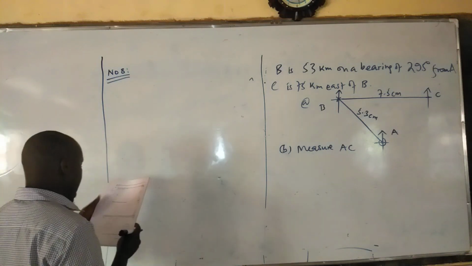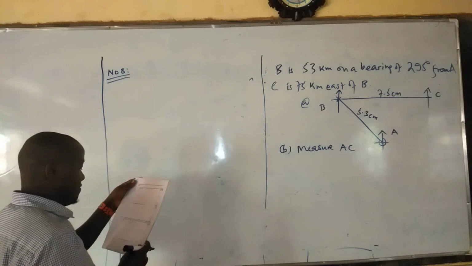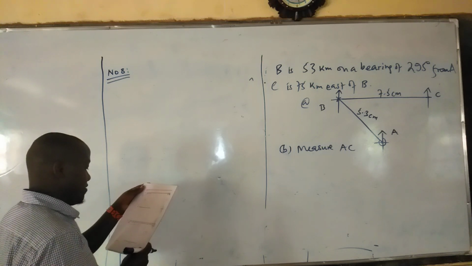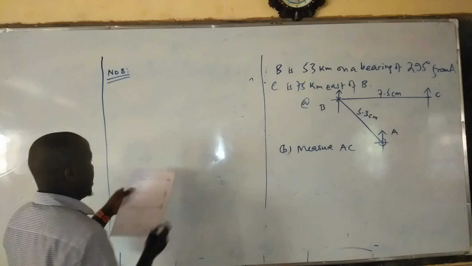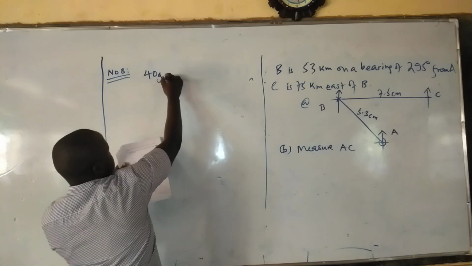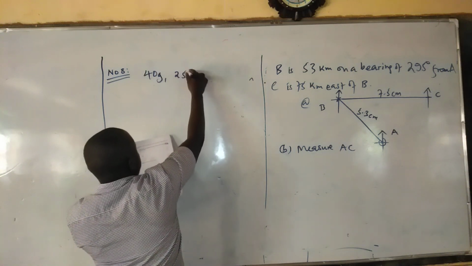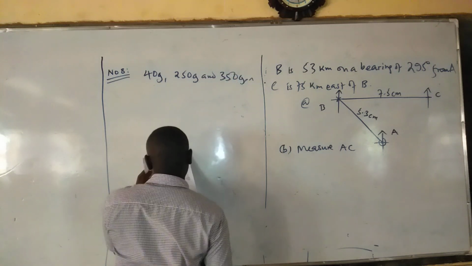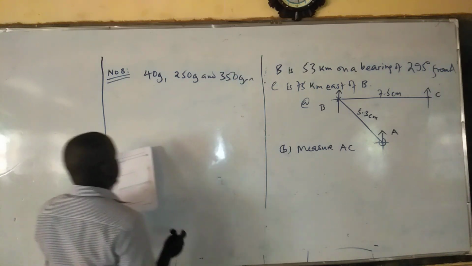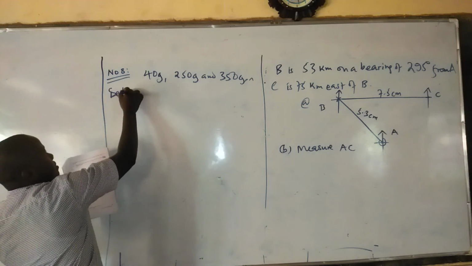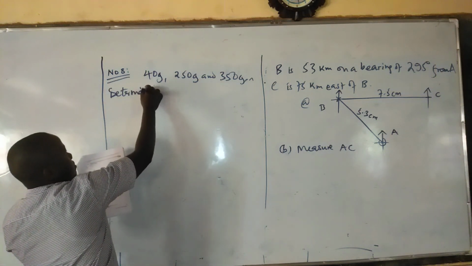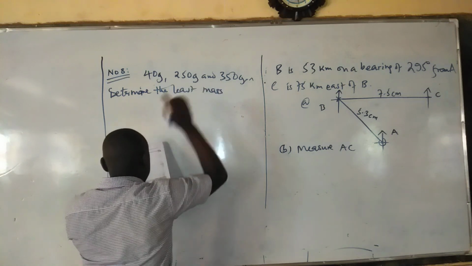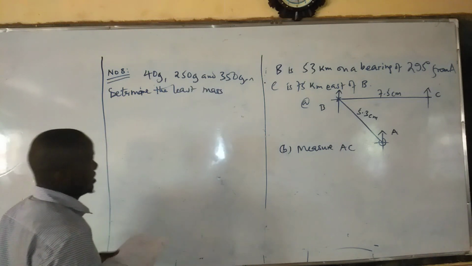We are told a retailer bought a bag of tea leaves. If the retailer were to repack the tea leaves into smaller packets of either 40 grams, 50 grams, or 350 grams, determine the least mass in grams of the tea leaves.